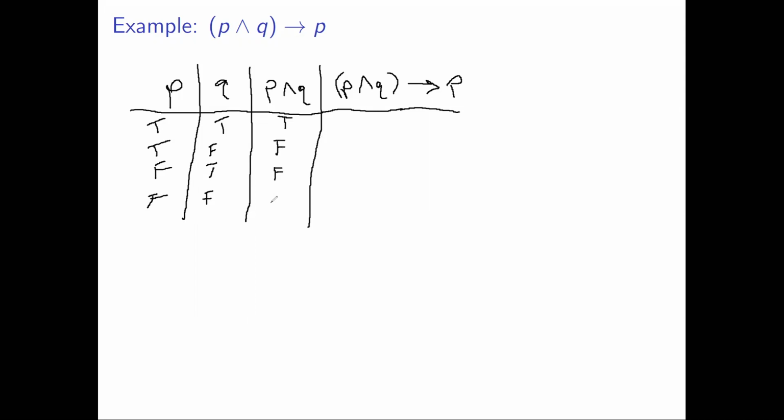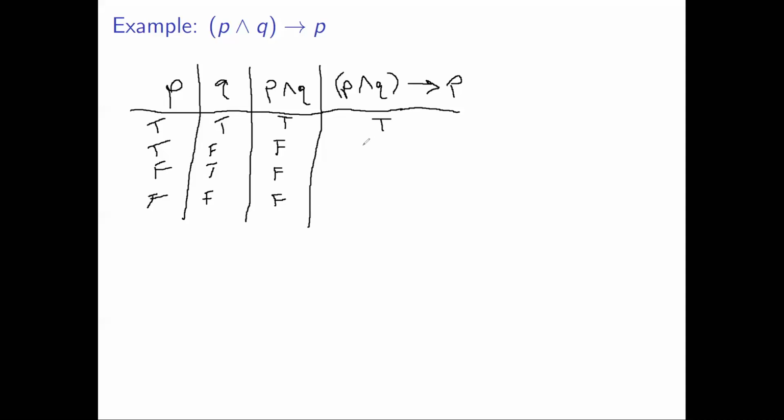And that's because in the rest of the rows, at least one of the conjuncts is false. And for a conjunction to be true, both conjuncts have to be true. So only one row, the top row, has the conjunction true. Now the implication, this last column. For the first row, P and Q is true, so the hypothesis of the implication is true. And P is true, so the conclusion of the implication is true. So the implication is true.